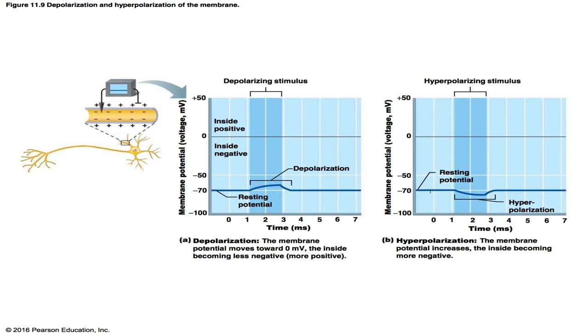And in this case over here, again, we're starting off with the resting potential at minus 70, and in this situation, a hyperpolarizing stimulus is applied. During the duration that the stimulus is applied, the voltage drops to about, for example, minus 75. And then when the hyperpolarizing stimulus is lifted, it goes back to its resting potential of minus 70 millivolts.